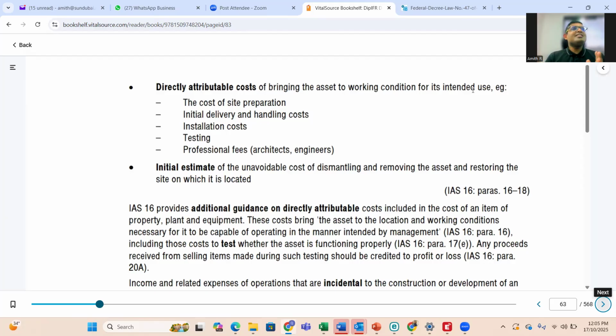But if your employees do not know how to use it, then this cost is only improving the know-how of the employees. It is not going into making the asset ready for intended use. So training cost, normally, you have to expense it out, because it is to train the employees. I'm not doing any value addition on the asset. So why should it be capitalized on the asset? This is the question. This is the logic.